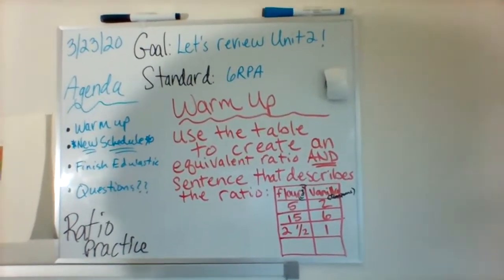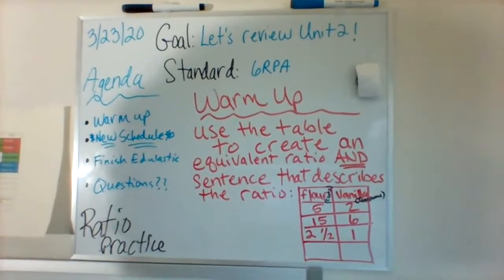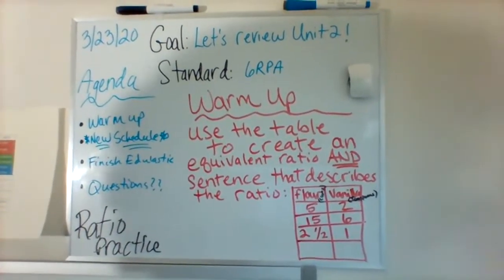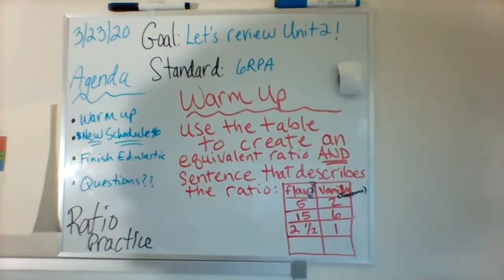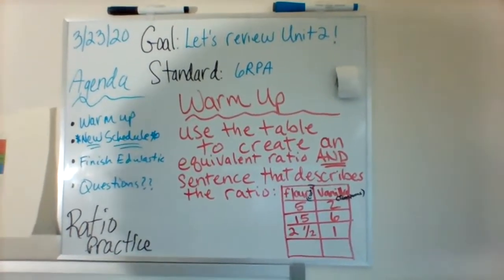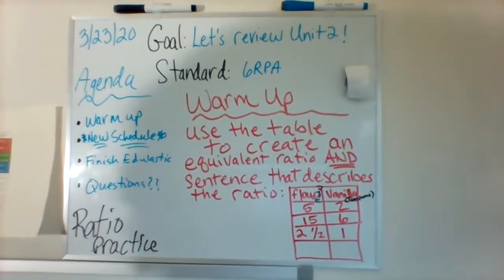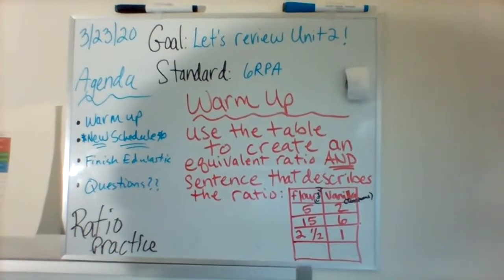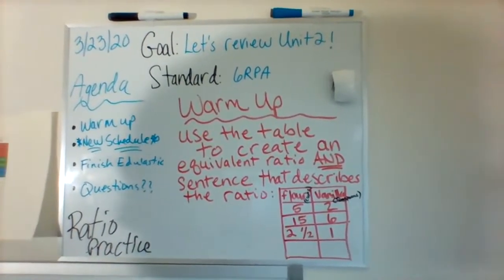Okay. For the warm-up, copy down the table with the ratio shown. It says flour in cups and vanilla in teaspoons, 5-2, 15-6, 2.5-1. You have to do two things. Use the table to create an equivalent ratio and a sentence that describes the ratio. So you're creating both.